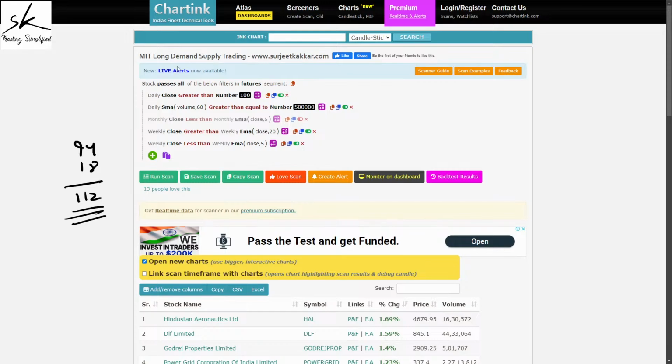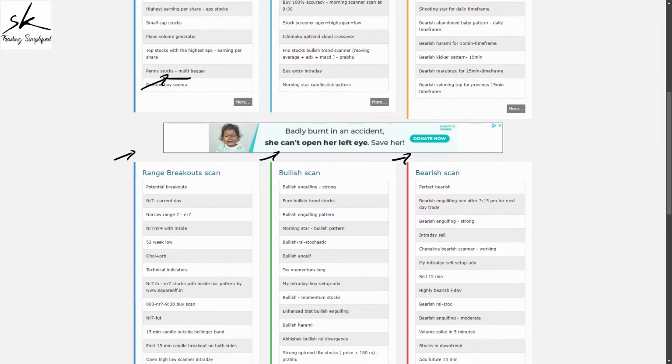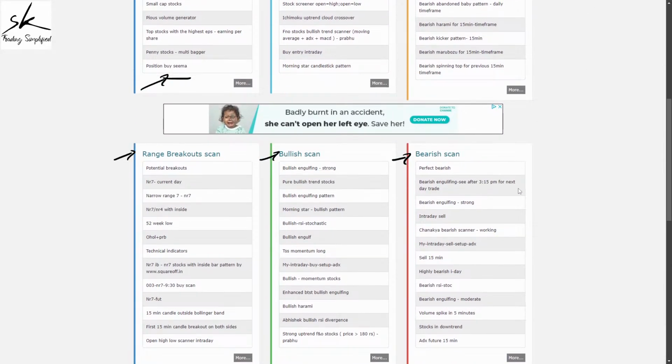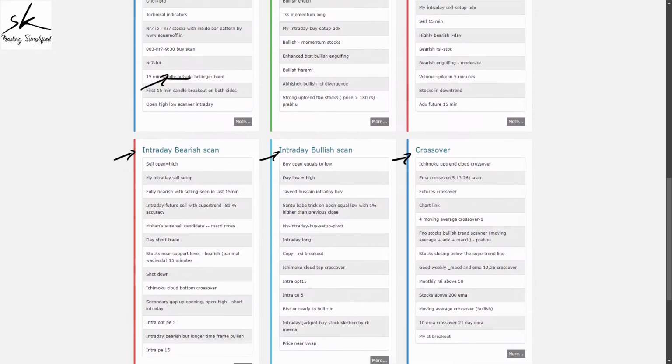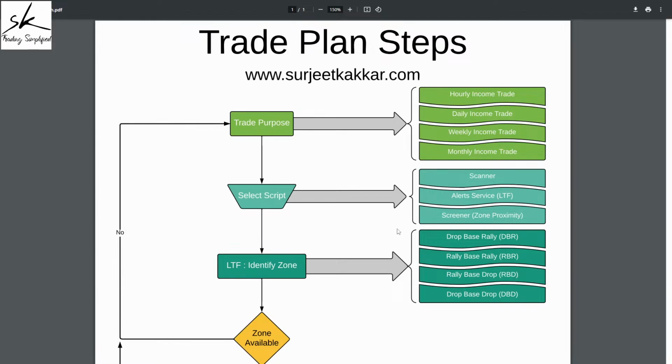And plus, this is not the only scanner available to you. If you go to the screener section on this website, you can see you have over 150,000 scanners available. Some are based on fundamental analysis. Then you have your top loved, you have ones based on candlestick patterns. Then you have your range breakouts, bullish scan, bearish scan. Then you have your intraday bearish, intraday bullish, crossovers. So you have a number of scanners and screeners available to you. And this is an example of one website. If you do a Google search, you'll find a number of websites and scanners, whatever you feel is the best fit for you. Using that, you can get your list.